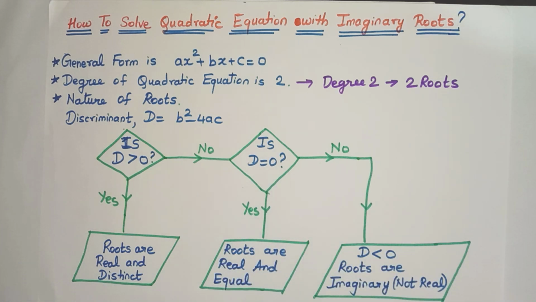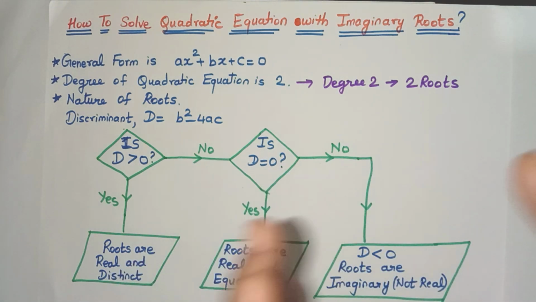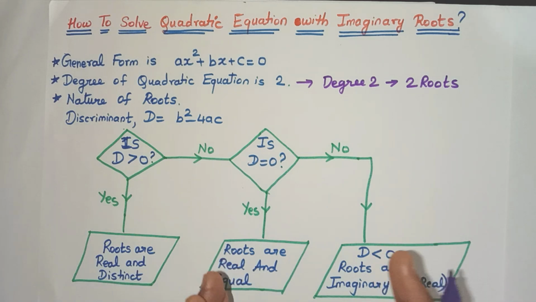When D was equal to 0, we would say that the roots are real numbers, but they would be the same. They would be equal, right? But if D was not greater than 0 and not equal to 0, it has to be less than 0. In that case, we used to say that the roots are not real, they are imaginary, and we used to stop the question there. We would never find out the actual roots. But friends, in today's video, we are going to proceed and see how exactly to find the imaginary roots of a quadratic equation. So for that, let's take a few examples.